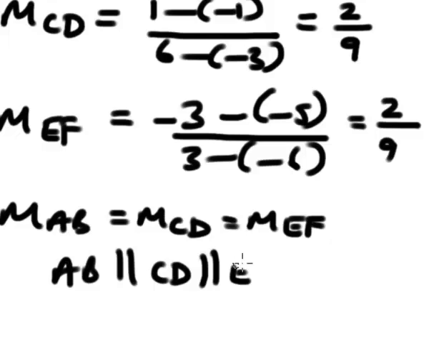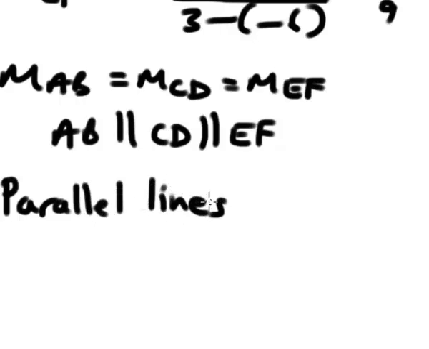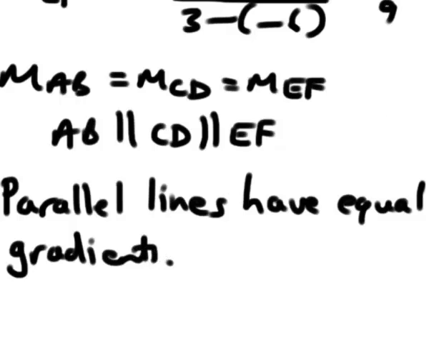So what do we know? Parallel lines have equal gradients. So that's the important conclusion, that parallel lines have equal gradients. Alright, that's the first important principle in this lesson.